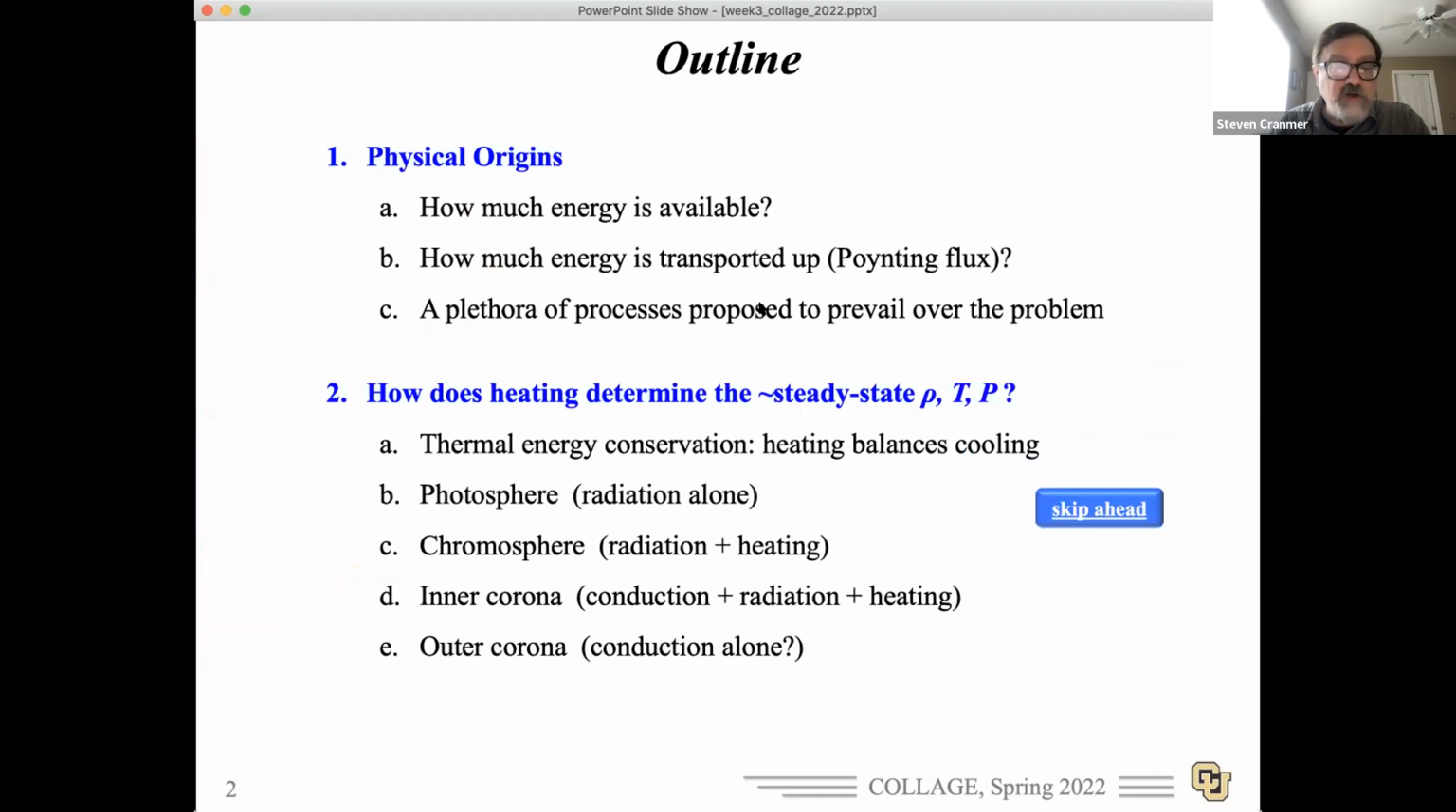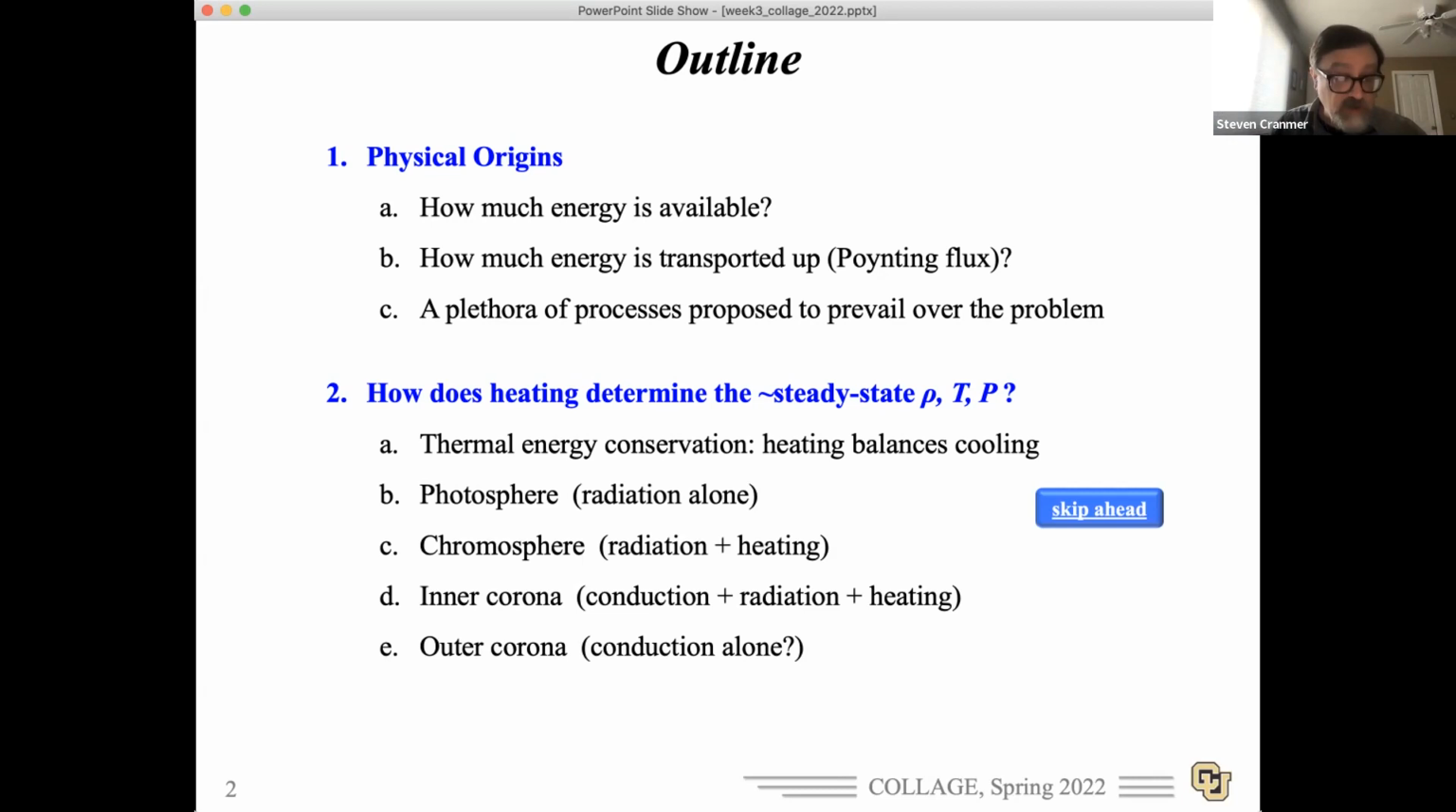Yeah, we talked about some of the physics of the energy requirements of coronal heating, how much energy is available, how much is transported up, and then we did a quick lightning survey of many of the different physical processes that were proposed to solve the problem. And we'll do more of that next week and the week after when we concentrate on waves, turbulence, reconnection, some of the big processes in the corona.